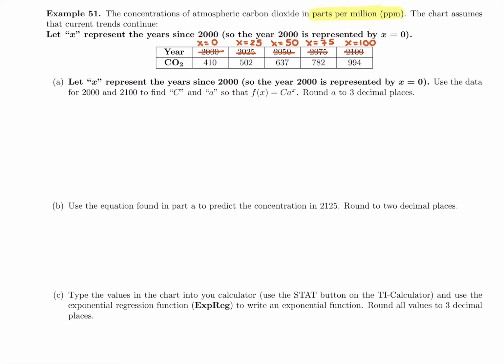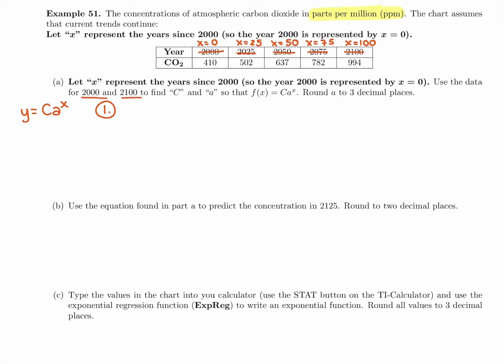The first part says, let X represent years since 2000. We already did that. And use the data from 2000 and 2100 to find C and A to write ourselves an f of X equals C times A to the X and round to 3 decimal places. So we want to write our y equals c times a to the x. Of course, it says call it f of x, so we're going to do that.